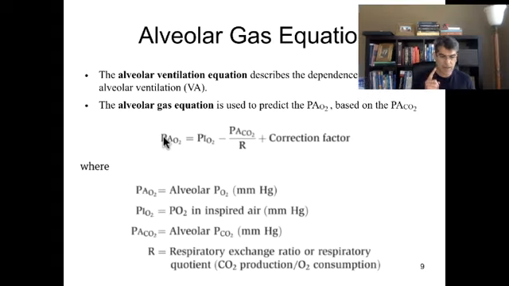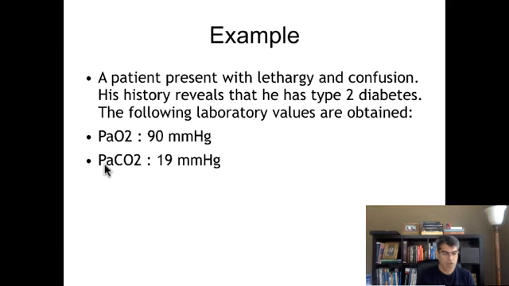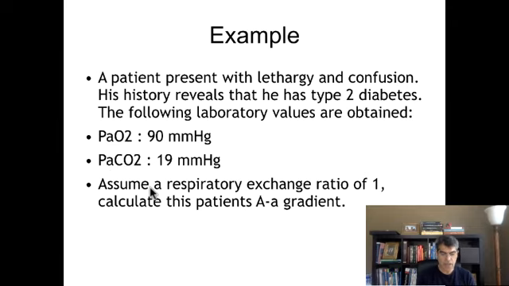Let's take a look at an example on this one. Let's say you have a patient that comes with lethargy and confusion. And this patient has type 2 diabetes. When we do a blood test on this patient, we're going to get PaO2, the pressure of oxygen, of 90 millimeters of mercury inside the artery. We can measure this one. We can measure the CO2 inside the artery, which is 19. And the question tells you the respiratory exchange ratio is 1, remember normally it is 0.8.